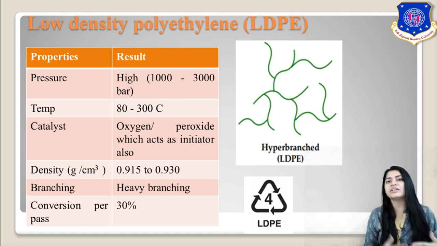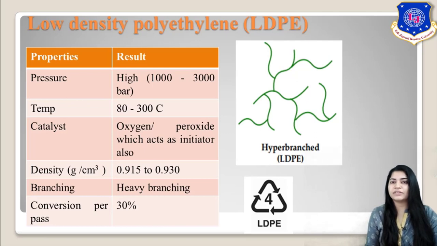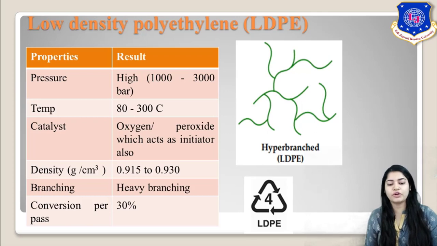Now see, polythene is an addition reaction, an addition chain reaction. So what does the initiator do? It acts as a free radical which initiates the reaction. Once the free radical has been formed, the chain reaction will go on, with addition of multiple ethylene monomers. So the monomer here is ethylene. The density obtained through this process is about 0.915 to 0.93.